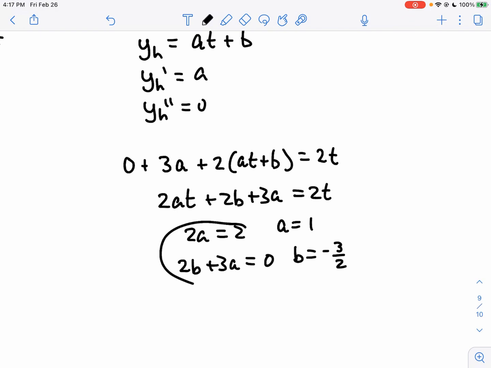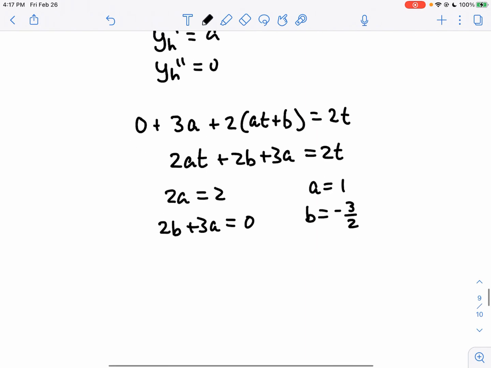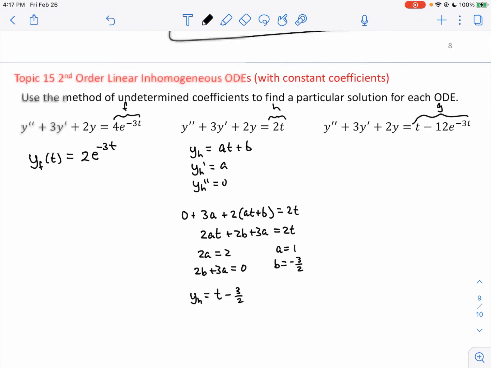Oops. That's not what I want to do. I just wanted to separate those slightly. So that tells me my y sub h is at, so just t plus b, which is t minus 3/2. That is my y sub h.